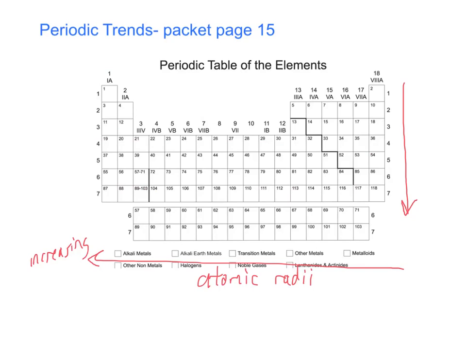Again, it doesn't seem to make sense. It's weird, but think about it, so make sure you have that down. So atomic radius increases going down, and then it increases from right to left.